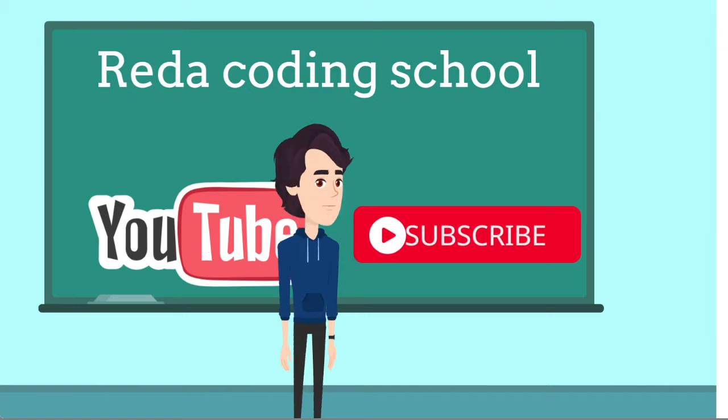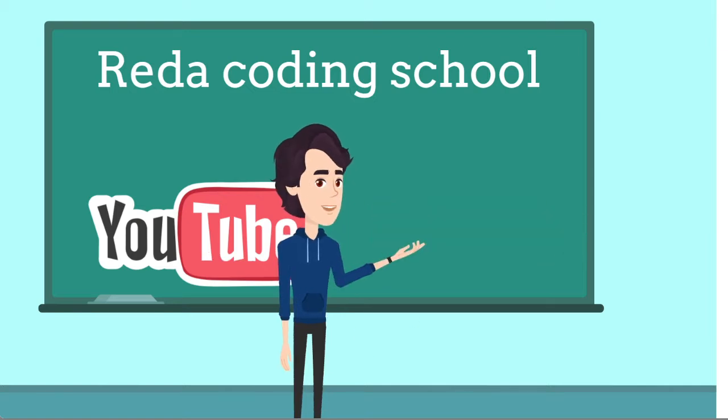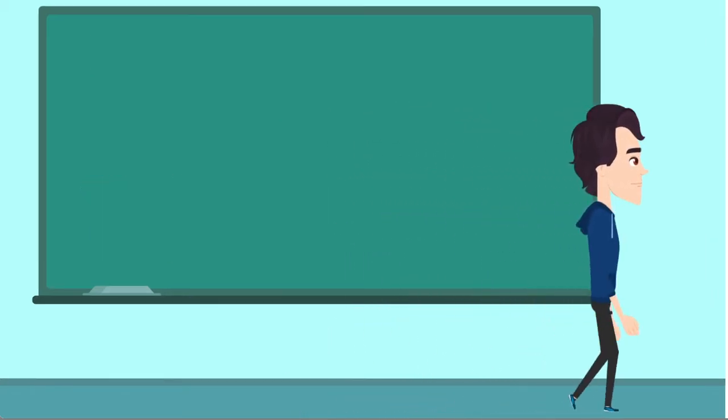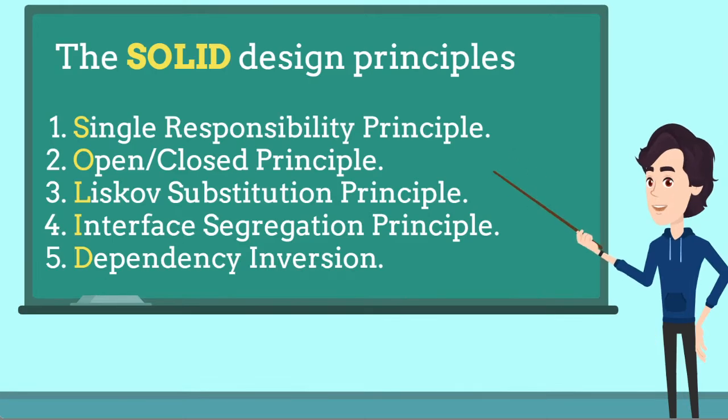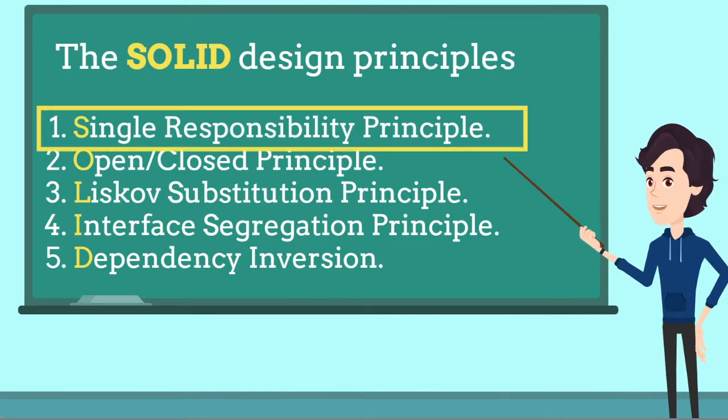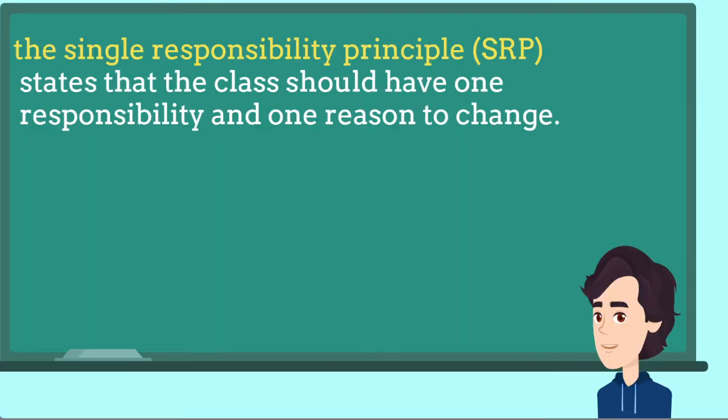Before we start, I want to show you what you will learn in today's video. In this video, we will understand and see an example in Python of the single responsibility principle. I will use Python 3.8. So, let us start. The single responsibility principle states that each class should only have one responsibility and one reason to change. We will take an example to understand more.